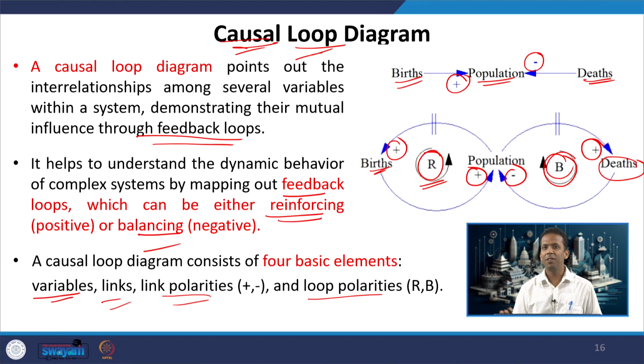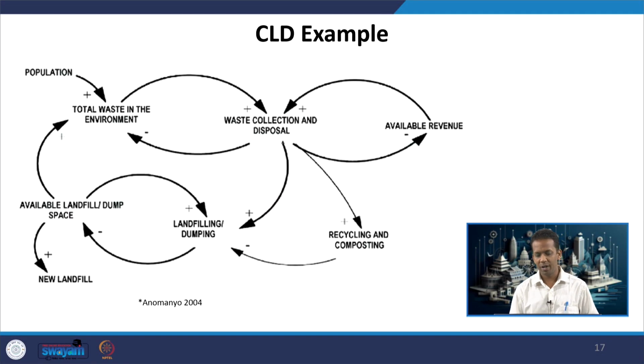There will be more balancing loops in real world case studies dealing with industries compared to reinforcing loops. So, let us take one more example so that it becomes clear how you draw a causal loop diagram. This is an example of an area where population is increasing and the amount of space available for landfilling waste is reducing. So, how do we draw a CLD for that case?